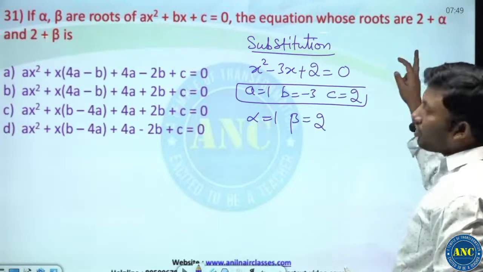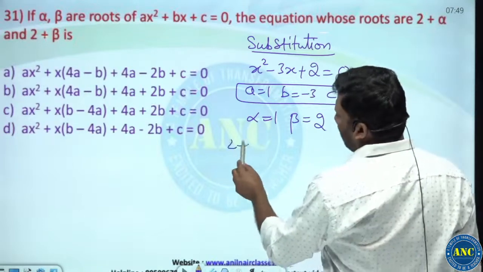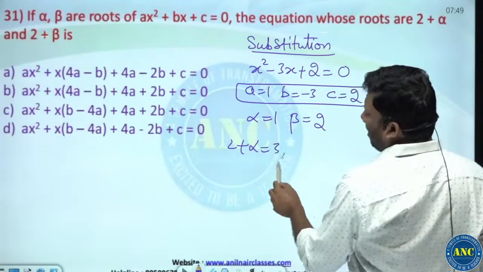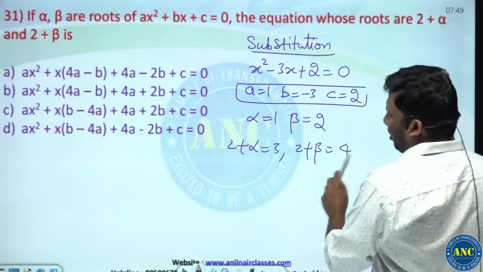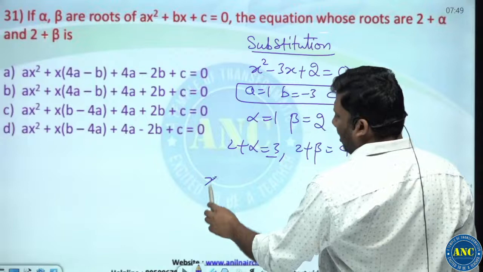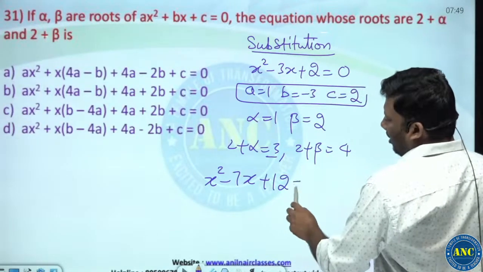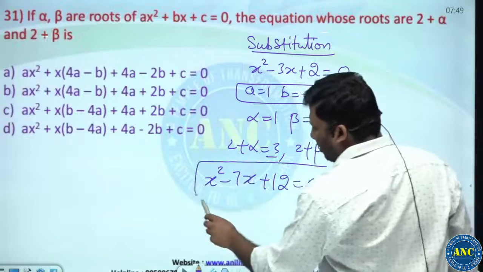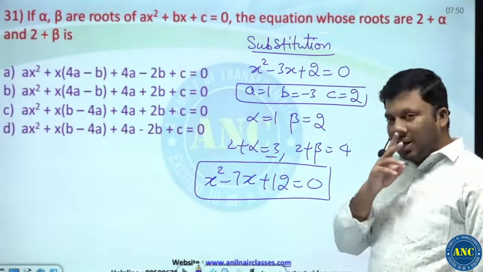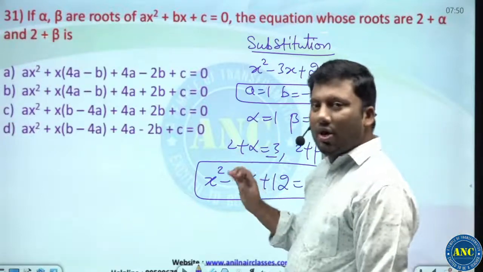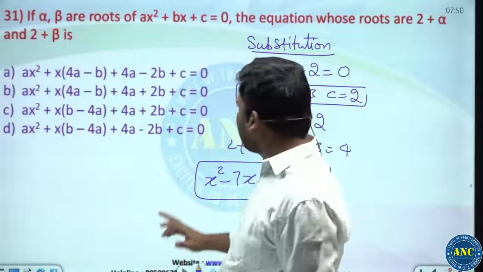The equation whose roots are 2 plus alpha, 2 plus beta. So 2 plus alpha, 2 plus 1, it is 3. 2 plus beta, it is 2 plus 2, 4. That means the answer will be x square minus 7x plus 12 equivalent to 0. After substitution, I should get x square minus 7x plus 12 equivalent to 0. Question contains variable, answer contains variable, just substitute.